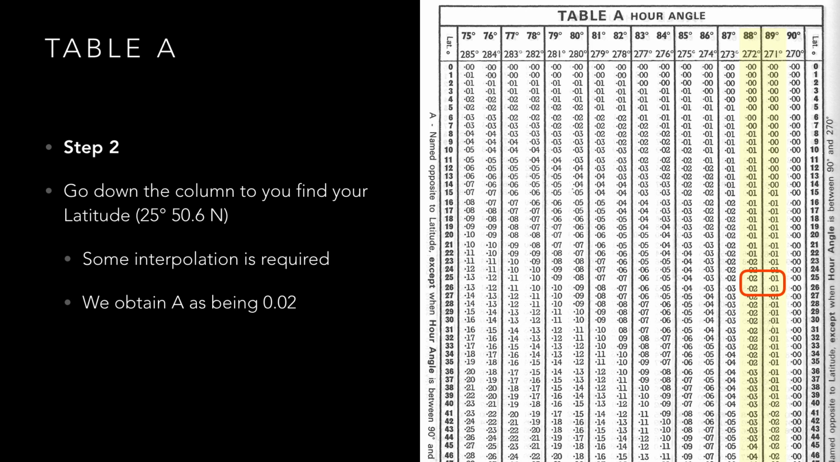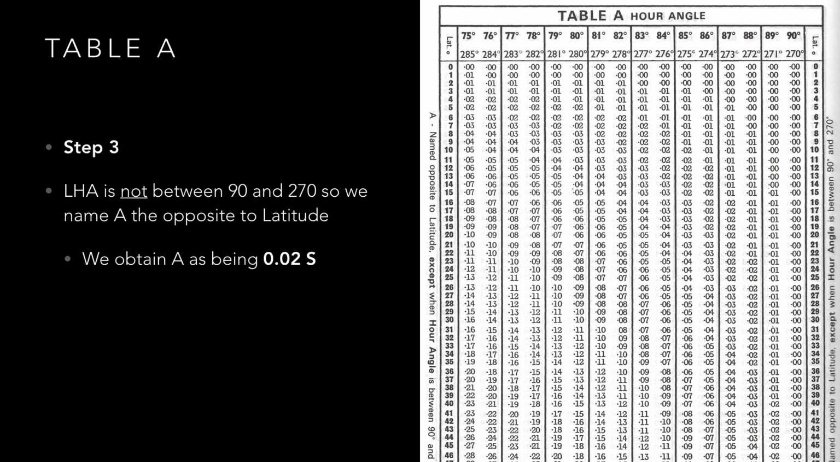Now we have to name it. If you look at the side of the table it explains what to do, but simply put, if LHA is between 90 and 270, we name A the same as the latitude. In this case LHA is not between 90 and 270, so the value of A is 0.02 south.